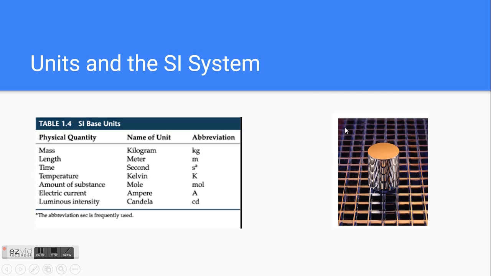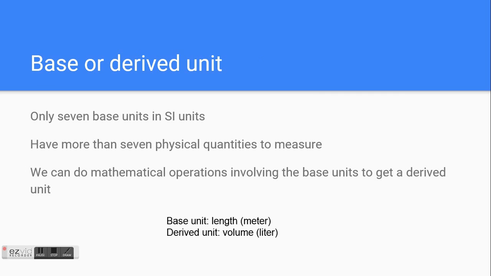The nice thing about the metric system is that there are physical standards by which each of these units is defined. In any one of these 7 base units, there is a physical standard by which it is defined. There are only 7 base units in SI, but there are more than 7 physical quantities that we can conceivably measure. And if we do mathematical operations involving base units, we end up getting what's called a derived unit.